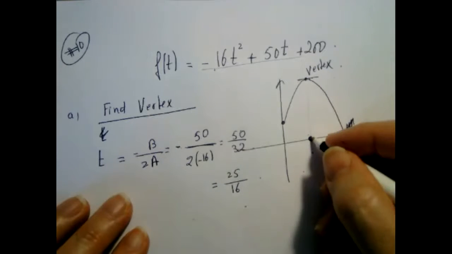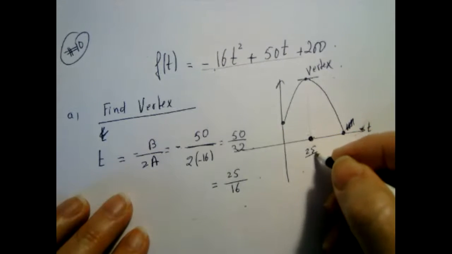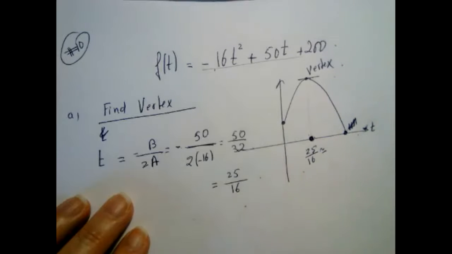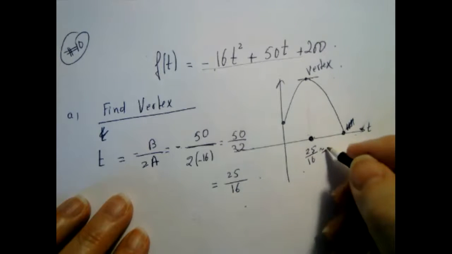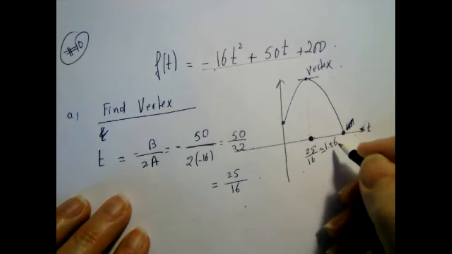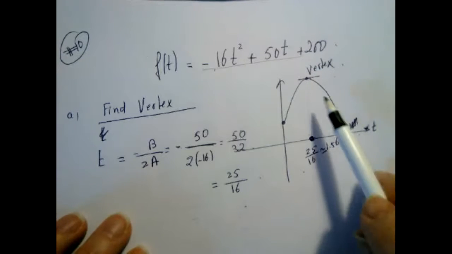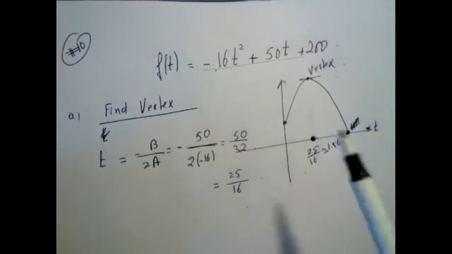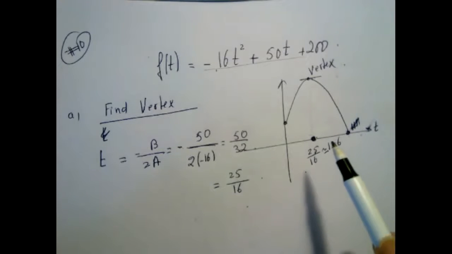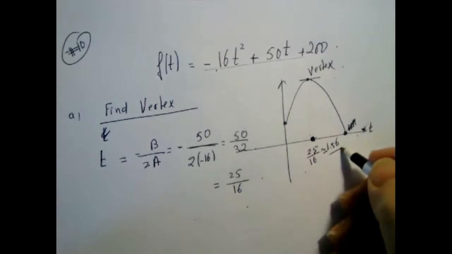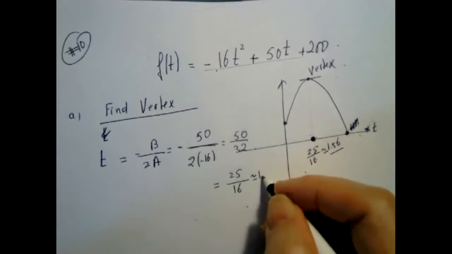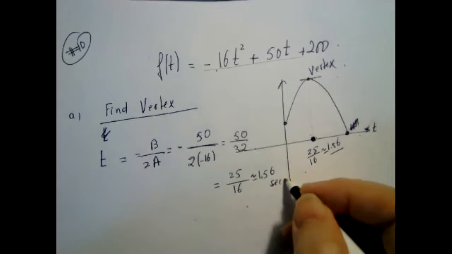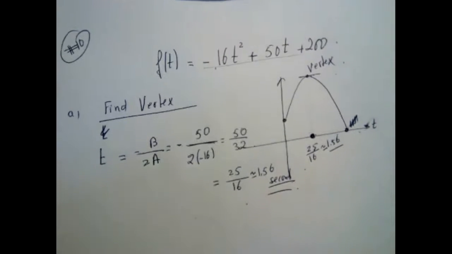All right, so when it hits, this here is 25 over 16, which is almost how many? A little bit over 1 second. So 25 over 16 is almost 1 and a half seconds, about 1.56 seconds. So this is when it reached its highest point, at the vertex. Now question number 2, what is the maximum height? That's the time, the unit is time.